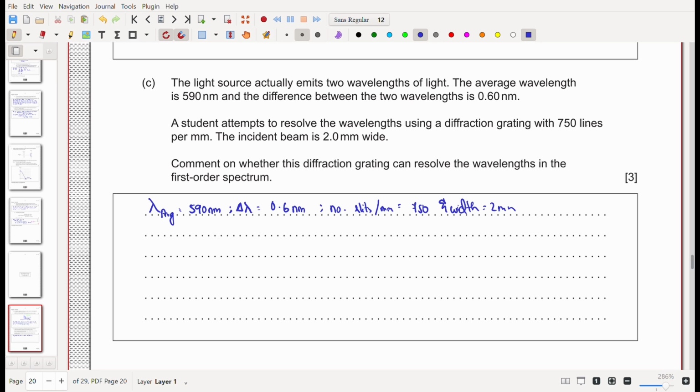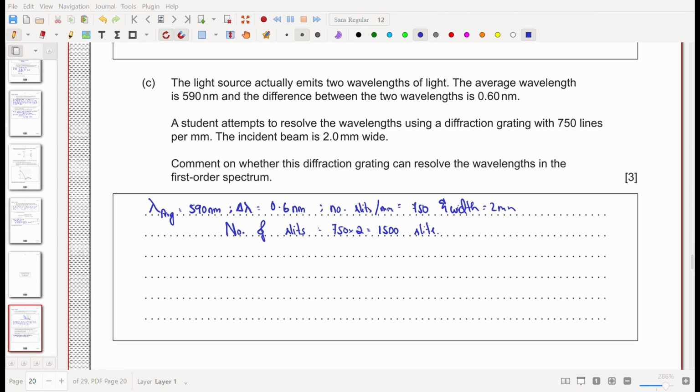So, first of all, let's calculate the number of slits that the light illuminates. Number of slits is equal to 750 into 2, which is 1500 slits.